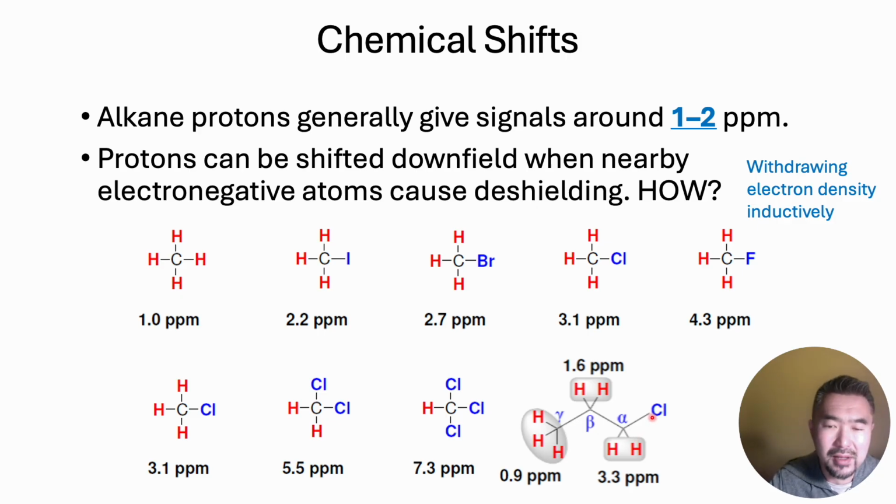And the impact is felt further down the chain as well, usually at the beta carbon. So alpha is where the action is, like chlorine. The beta carbon is next to that, and gamma is one more down. At the beta carbon, there might be just a 0.2, 0.3 or 0.4 ppm shift as a result of this chlorine, but by the time you go down one more bond, the impact is basically negligible. That's what this shows. This should have been around 1.2 ppm if it wasn't for this chlorine.